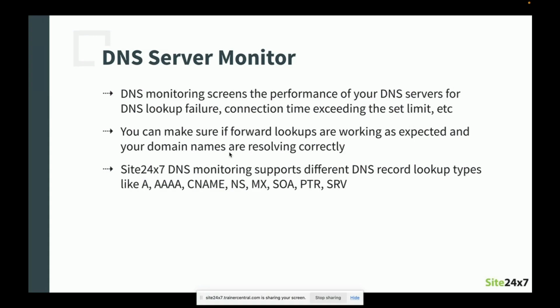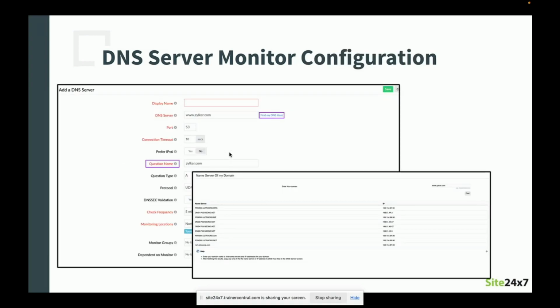So you can make sure your lookups are working as expected and your domain names are resolving correctly. We support different DNS record lookup types like CNAME, NS (name server), MX (mail exchange), SOA, PTR, and SRV. This is the add DNS server monitor page, where you provide the DNS server details, the port, and the question name to query the server.